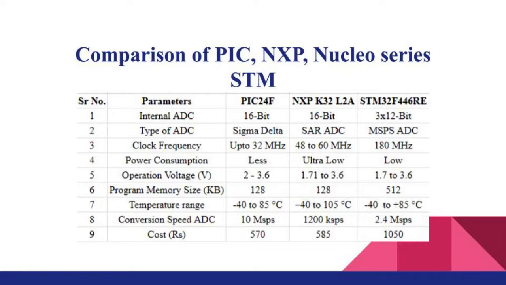As we can see, the clock frequency of NXP is 48 to 60 megahertz, which is good enough for us, and the power consumption is low, and most importantly the ADC, we are getting a 16-bit ADC in NXP. So we are going for that.